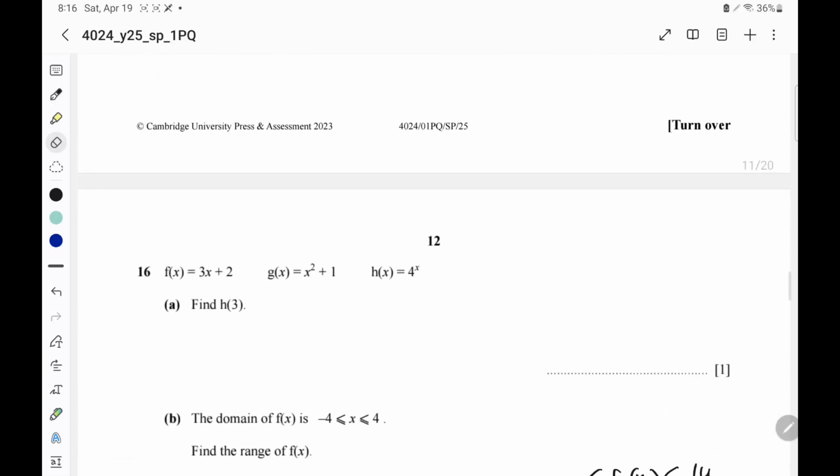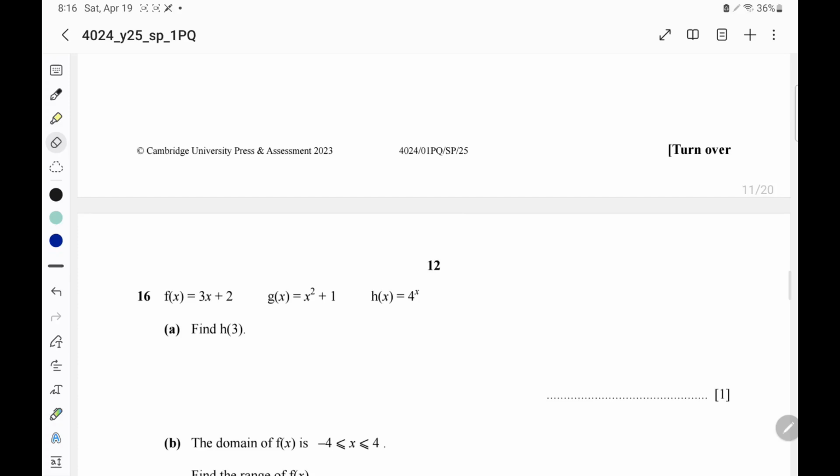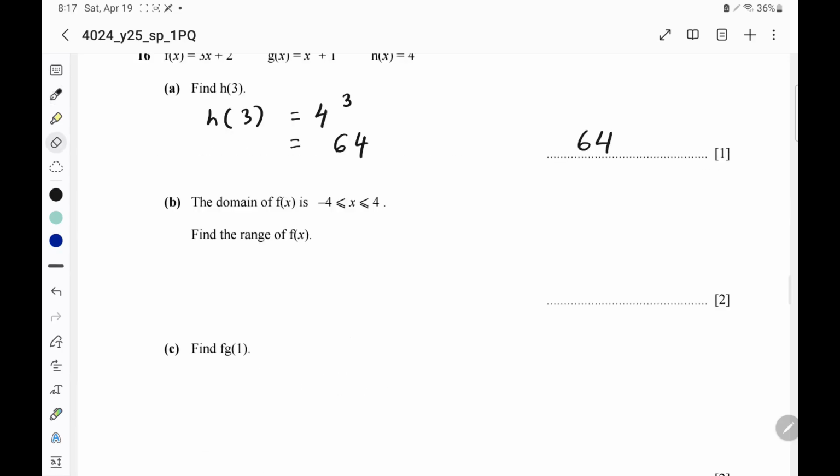Alright, the next question, question number 16. f(x) is equal to 3x plus 2. g(x) is equal to x squared plus 1. h(x) is equal to 4 to the power x. So they're asking you to find h of 3. h of 3 means 4 to the power 3, which is 64. 64 is the answer for this part.